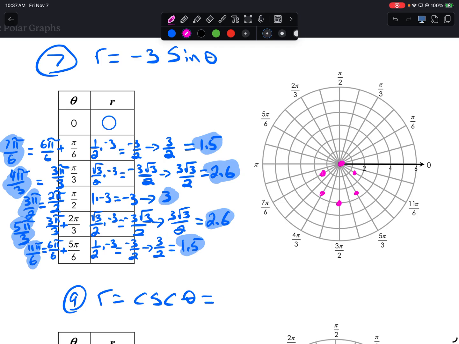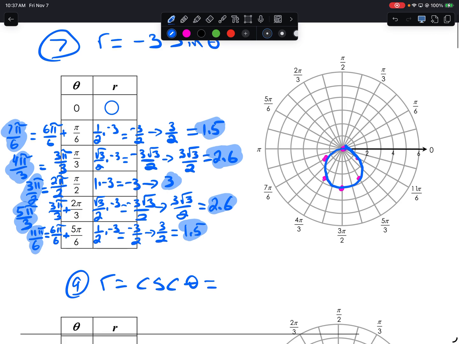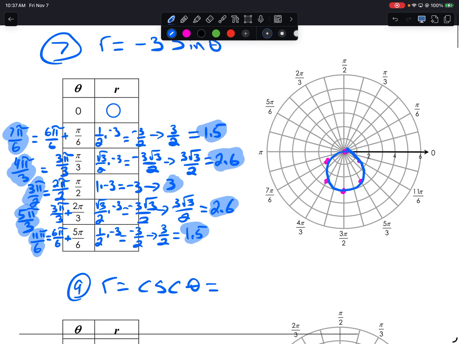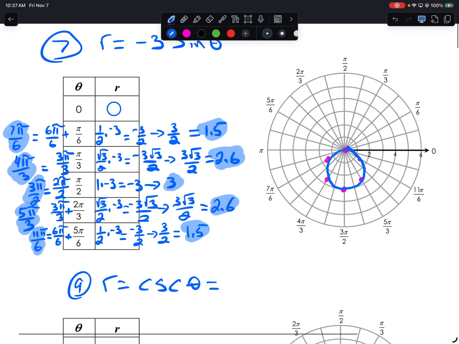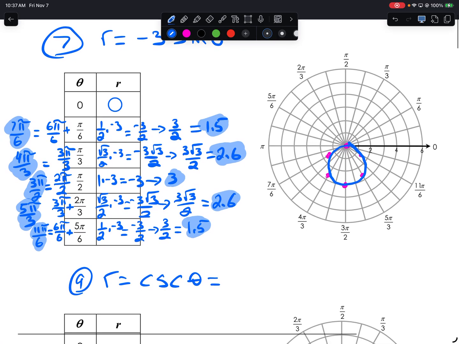Okay? And then you can draw your little weird circle-y looking thing. Right? It kind of tapers towards the origin. And that makes sense. Negative sine should be in quadrants 3 and 4. We good?